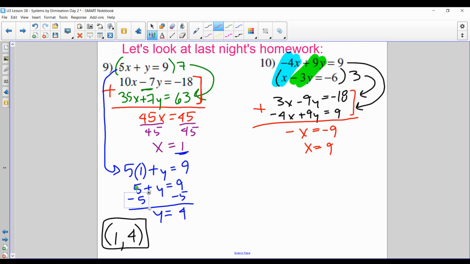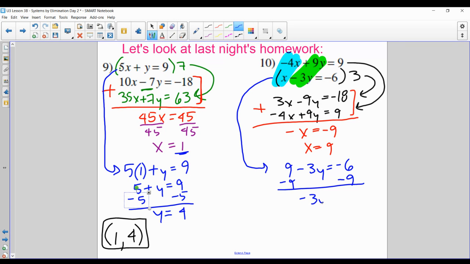Now I'm going to go back to this equation. I'm going to plug in 9 for x minus 3y equals negative 6. Subtract the 9 to get negative 3y equals negative 15. Divide by negative 3 to get y equals 5. So the point where these two lines are intersecting has an x value of 9 and a y value of 5.